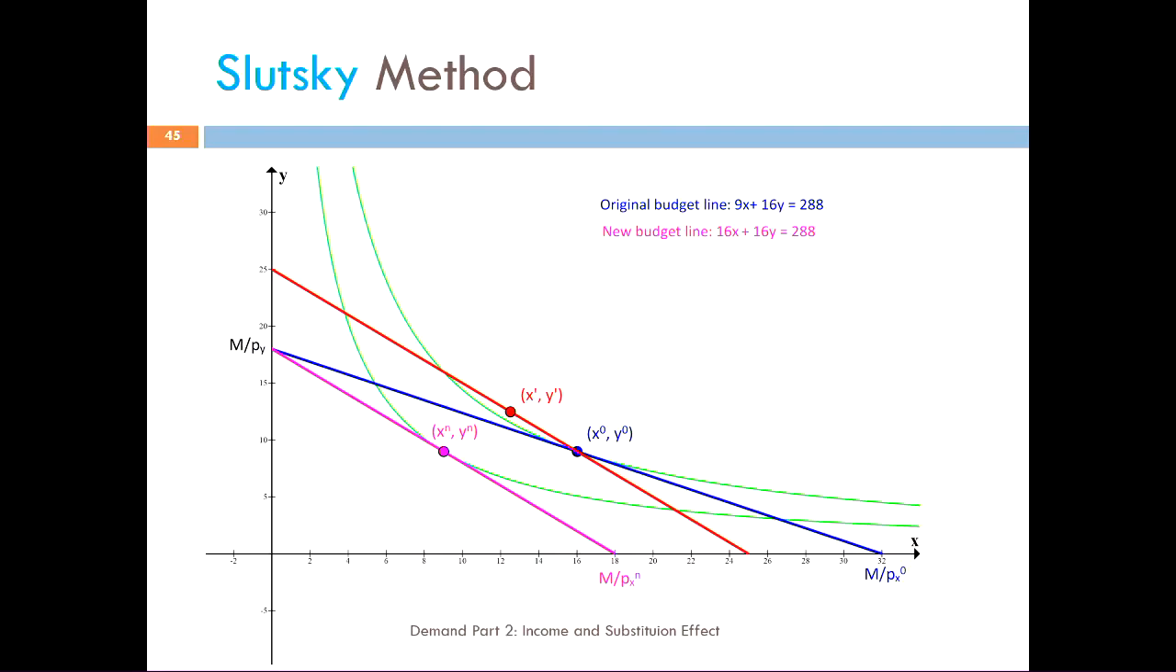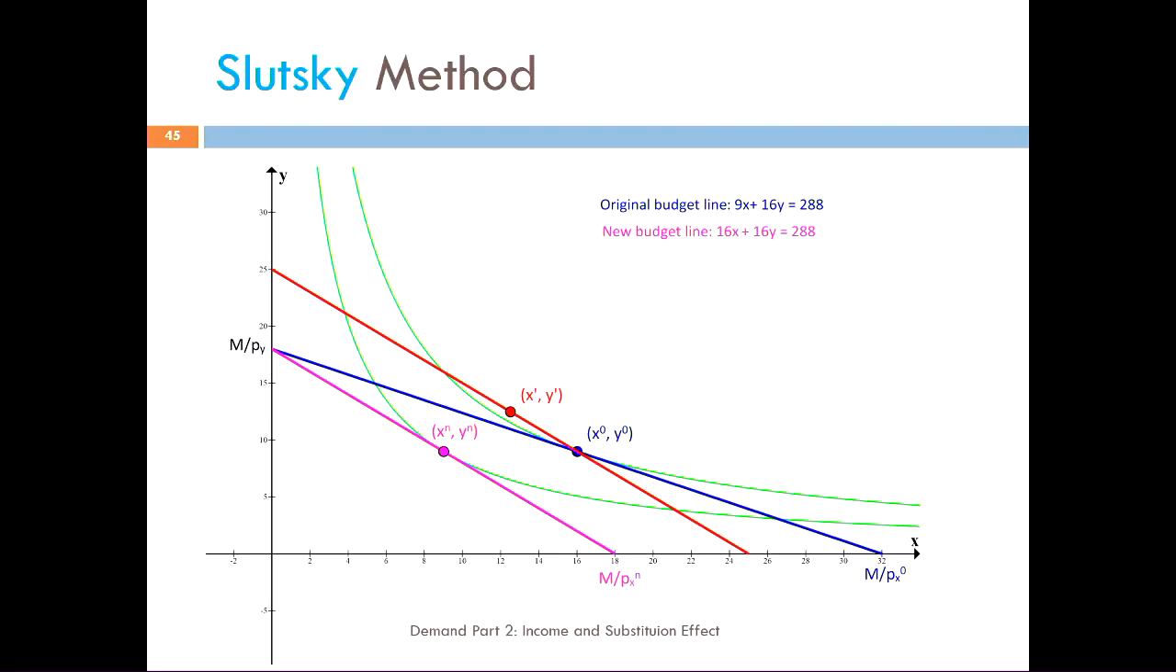Right? So now you can see how, with the Slutsky method, we can decompose the change in coin demanded into the income and substitution effects. Going from X naught to X prime, that's the substitution effect. Both those bundles, X naught, Y naught, and X prime, Y prime, are on the same budget line there, right? So they're both just affordable.